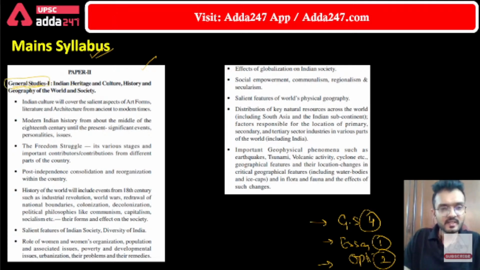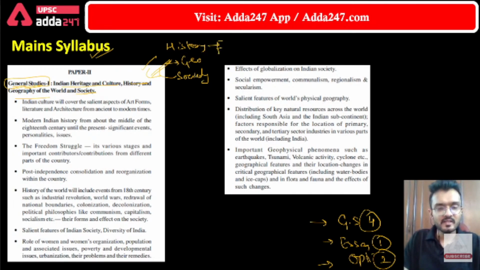It includes Indian heritage and culture, the history and geography of the world, and the society. So basically there are 3 major subjects. First is history, second is geography, and third is society. In history there is ancient, medieval, and modern history. Apart from that there is world history also. And in Indian medieval and modern history there is also art and culture.